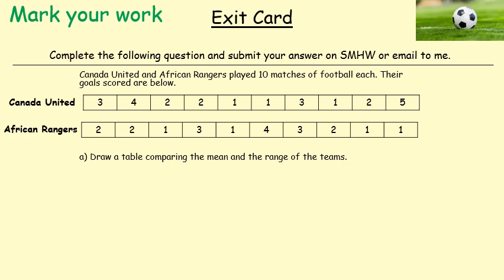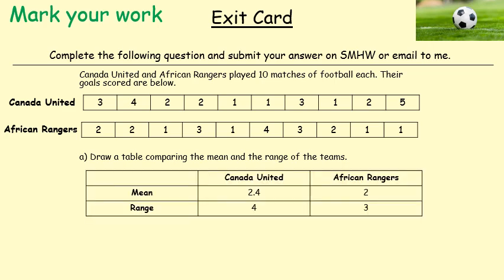Okay, so first of all, we wanted to draw a table comparing the mean and range of the teams. Your table may have looked like this. Don't worry if you had Canada United and African Rangers down the left-hand side, mean and range on top. As long as your numbers are correct, that's absolutely fine. It doesn't matter too much which way round that is.